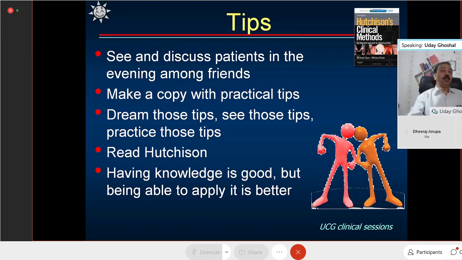Dream those tips, see those tips, practice those tips. You know why? Because it is very easy. Clinical medicine is like backward walking. It is very easy if I say, can you enumerate 10 differences between intraperitoneal and retroperitoneal? Many people will be able to answer. But when you get a patient, now backward walking and telling whether it is retroperitoneal or intraperitoneal, what could be the diagnosis becomes difficult. Read Hutchison.